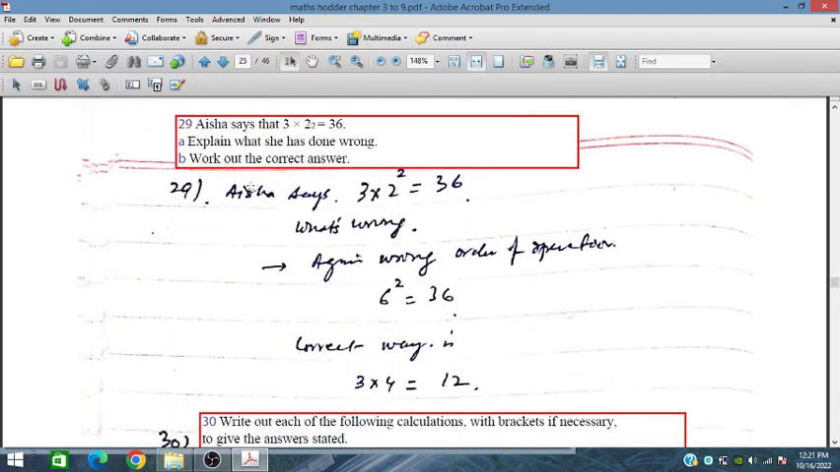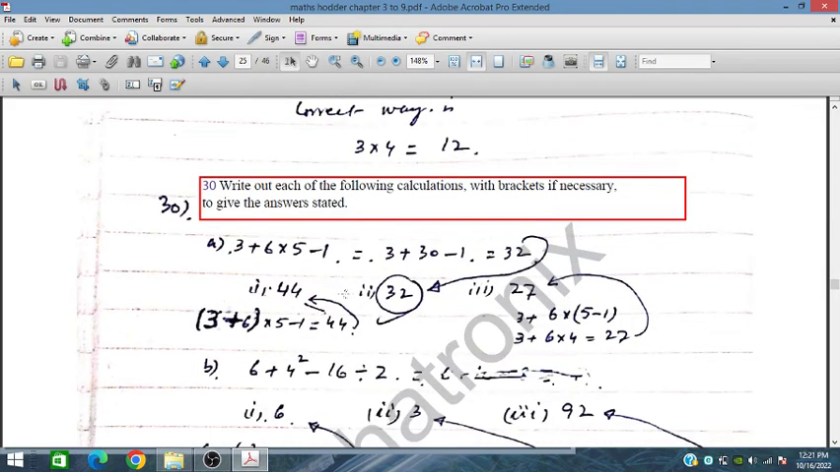Similarly, another mistake is Aisha says that 3 into 10 to the power 2 is equal to 36. Explain what she has done wrong. So she performed 3 into 2 earlier and then squared. That's her mistake. But she has to perform this power first. So this becomes 4, 4 threes are 12. So this is the correct answer.